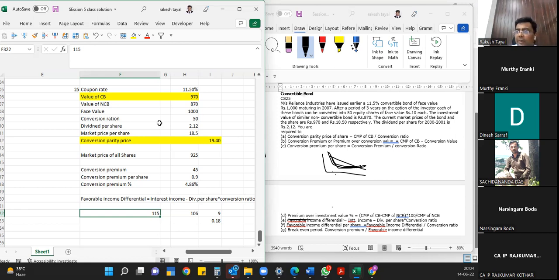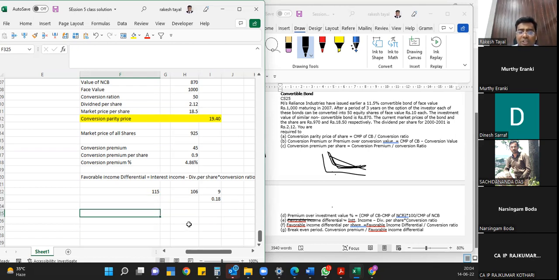Now break even period. What is the break even period? Conversion premium divided by favorable income differential, that is ₹9. So conversion premium is 45. Five years is my break even period.